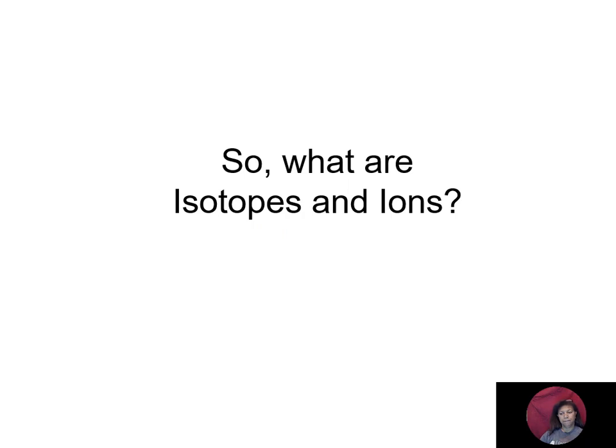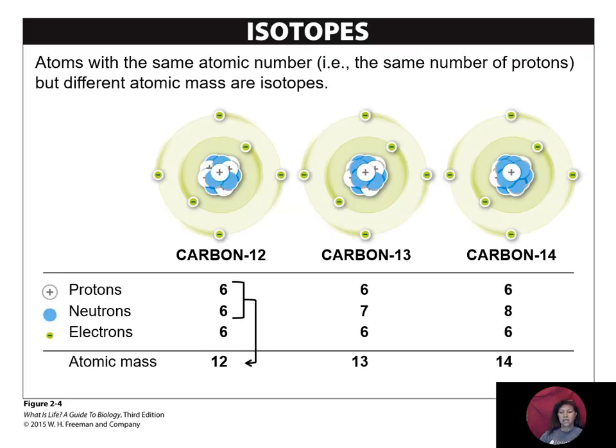So let's move along. You've probably heard these terms before, isotopes and ions. Let's go ahead and define those. Isotopes are atoms with the same atomic number. Remember, that's the number at the top, the number of protons. So same atomic number, same number of protons, but the atomic mass is different. If I have the same number of protons, but my atomic mass is different, what has changed? Well, the atomic mass is the combination of protons and neutrons. That means my neutrons are different, right?